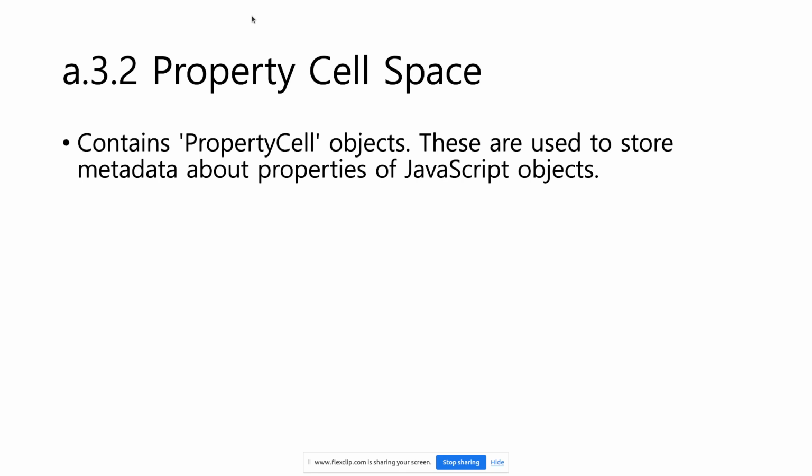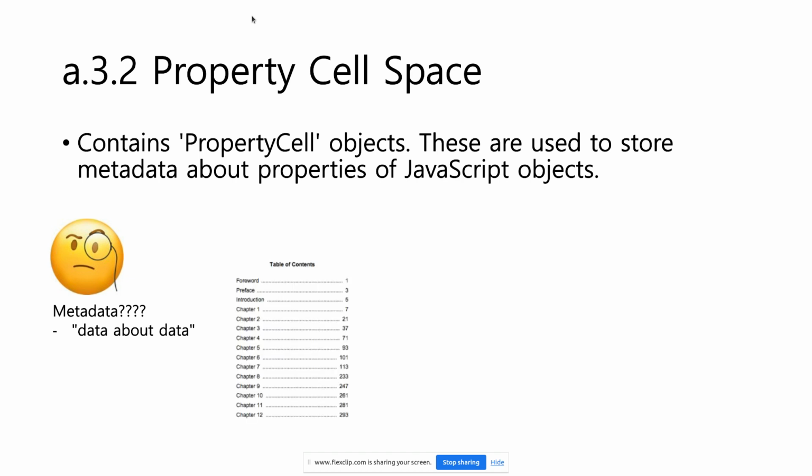Property search space contains property cell objects, and these are used to store metadata about the properties of JavaScript objects. You might have the question: what is metadata? I've heard this word a lot, but I never had its meaning defined. The meaning of metadata is data of data, but that's still abstract and vague, so let me elaborate more.